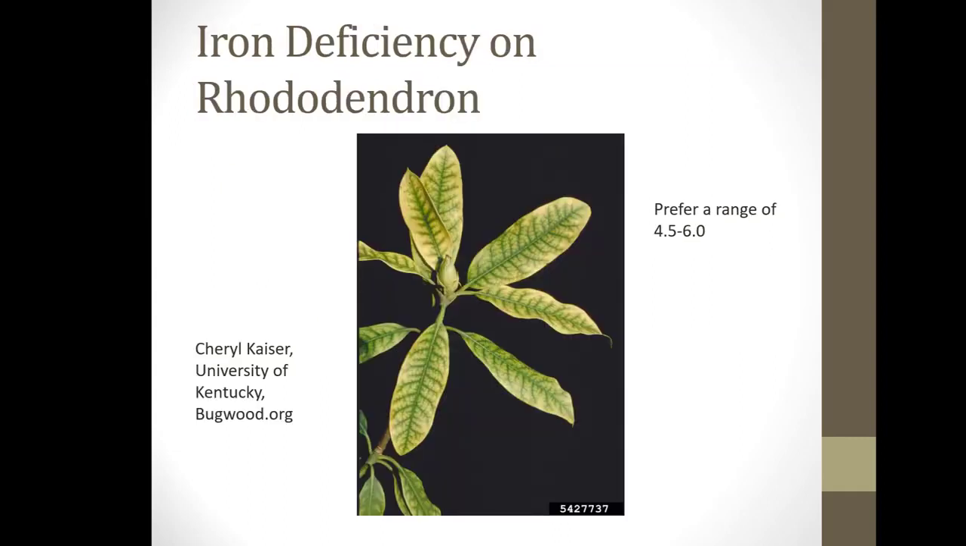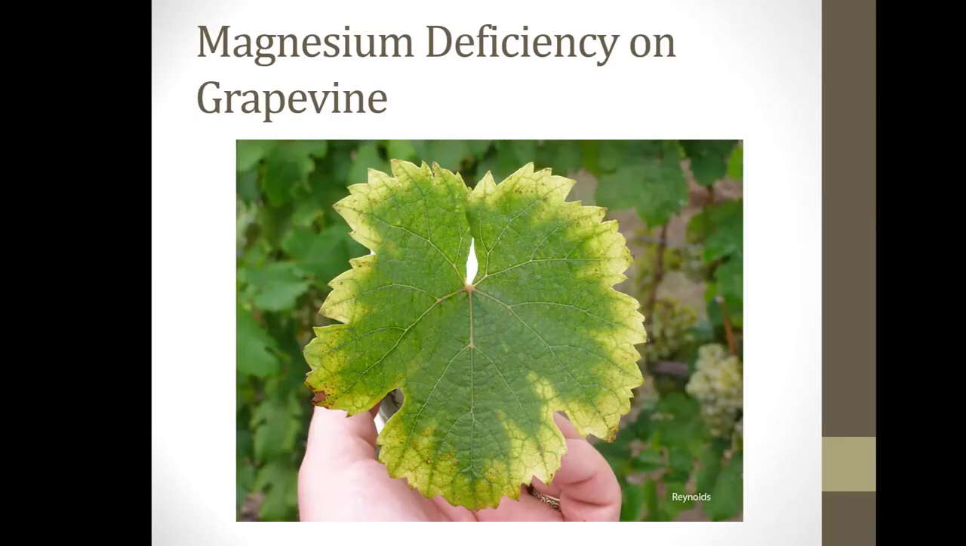And so this is just an example of an iron deficiency on rhododendron. They prefer a range of 4.5 to 6. Chances are you have this next to a lawn, and you're keeping the lawn covered with calcium regularly, and so that raises the pH, and that inhibits the iron uptake by the plant. And here's a deficiency on grapevine, magnesium deficiency. So pH is pretty important.